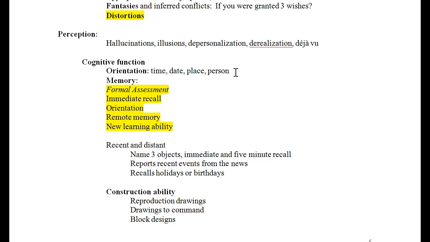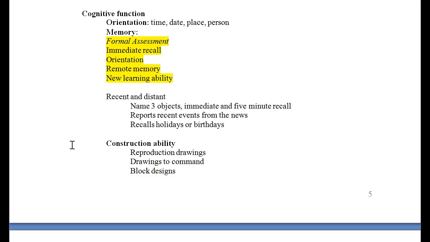Cognitive orientation: do they know where they are, who they are, what's happening, time, date, anything in current events? And how are they doing with their memory, immediate and remote, and ability to learn? These are ways that you can assess that.